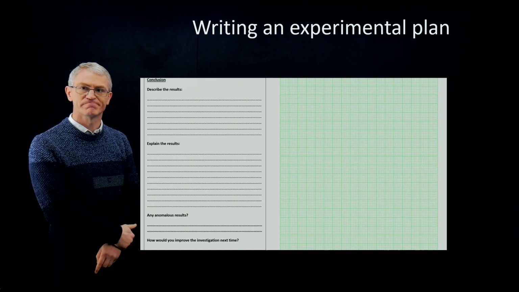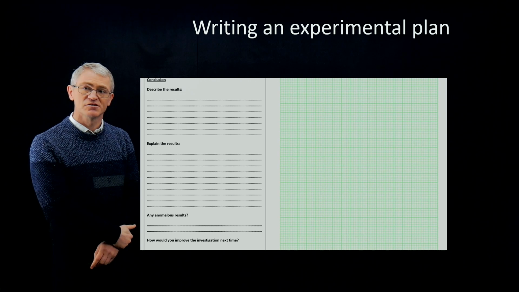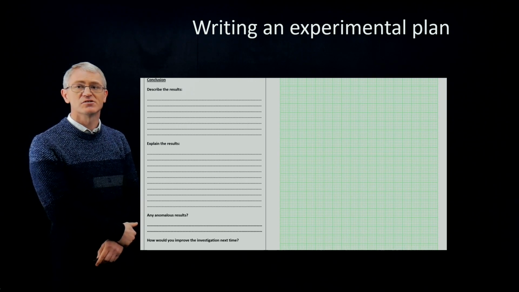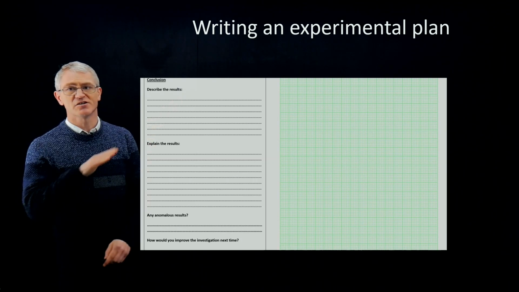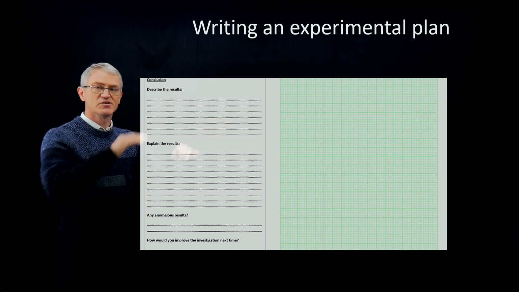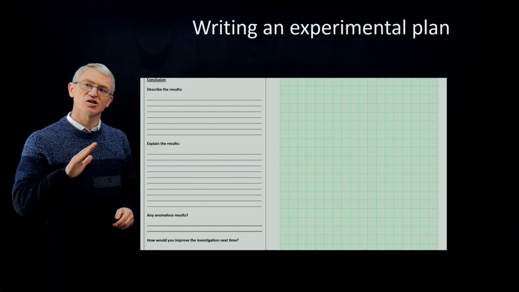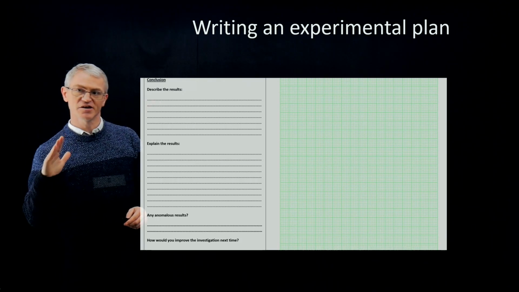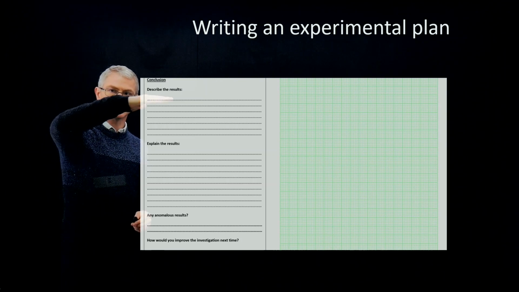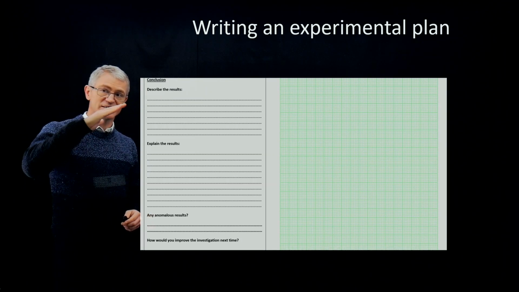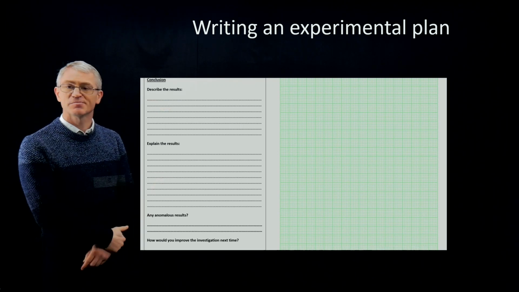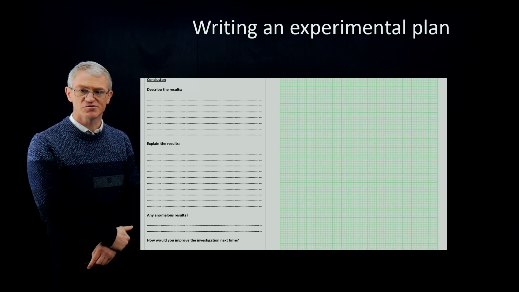Now, conclusion. You've got to say what the results are. Describe the trends in the results, whether there's a positive trend, whether it goes up, whether it slows down, and make a comment on the slope of your graph. If the slope has decreased because you have a line that flattens out, say that the gradient is decreasing until the gradient is horizontal. Then explain those results with as much science as you can.